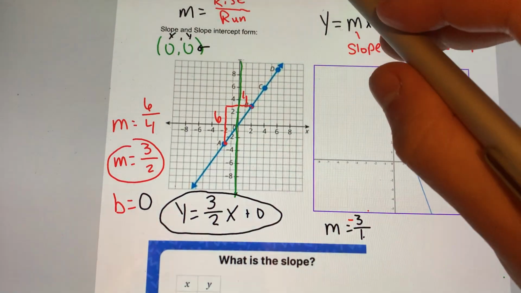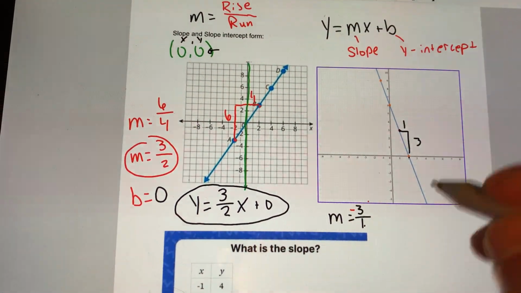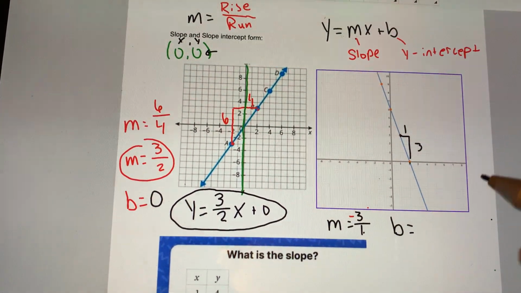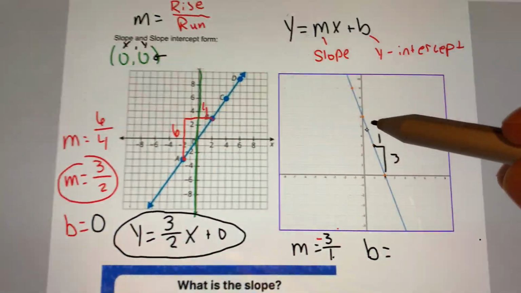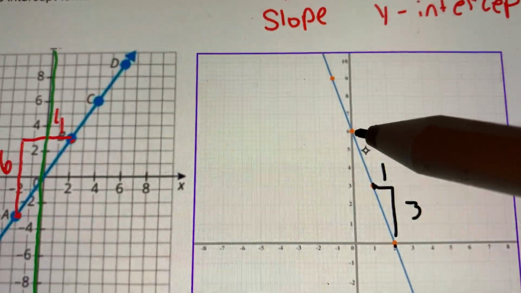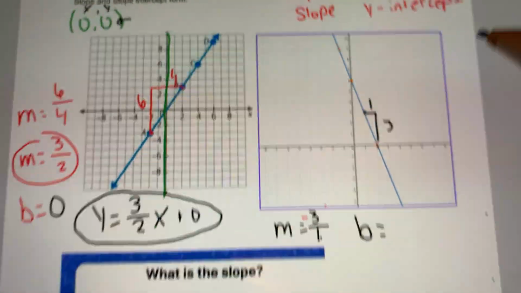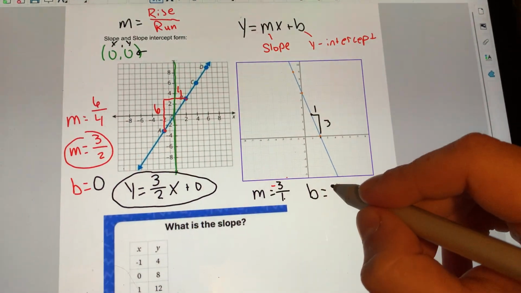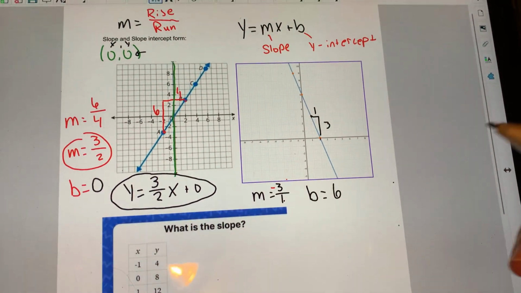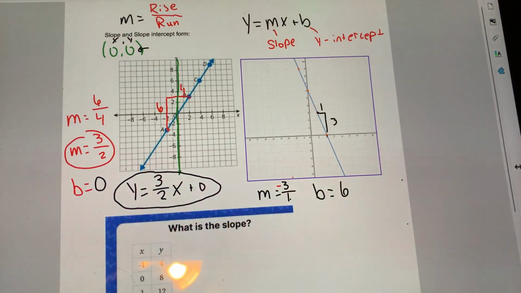Now I need to find my y-intercept, or my b value, so b equals. And then I look at my graph. When we look, it is crossing at 6. So that means I am going to put 6 there because it crosses the y-axis at 6.